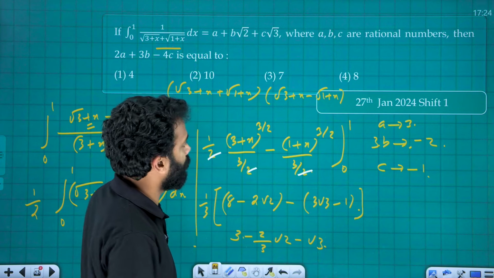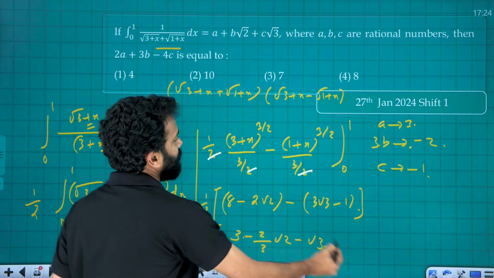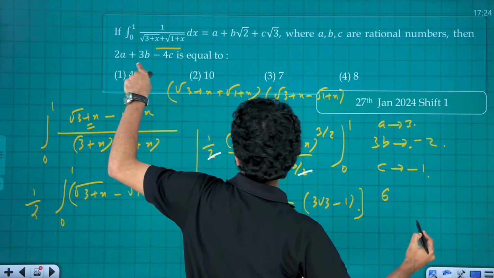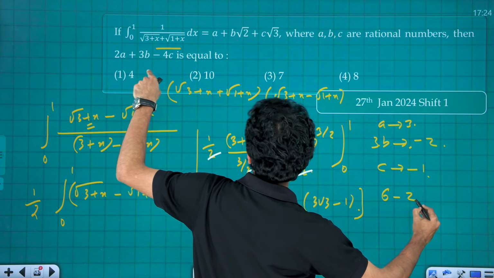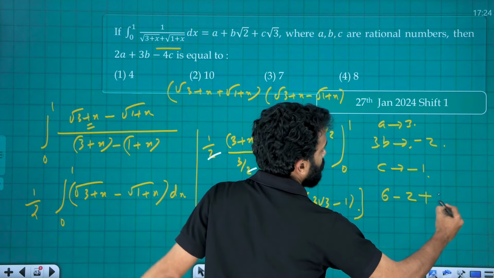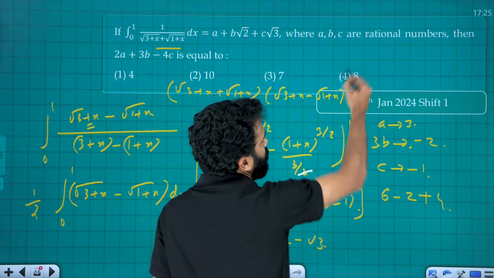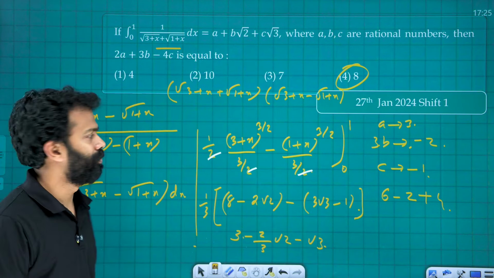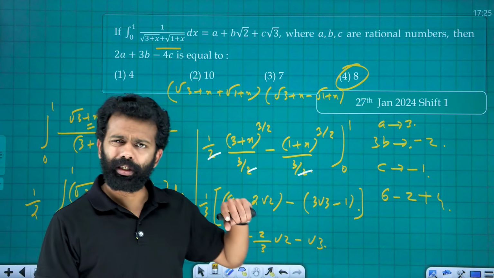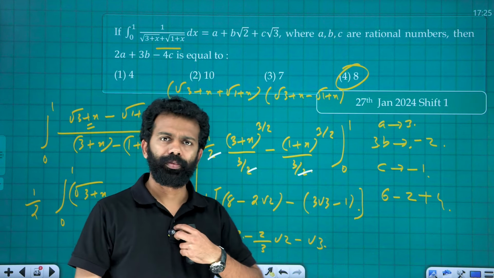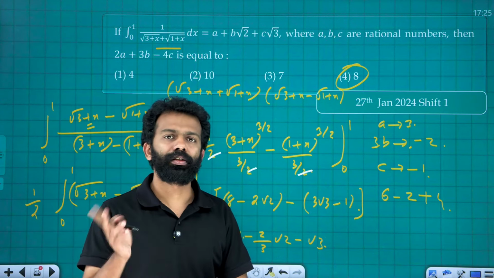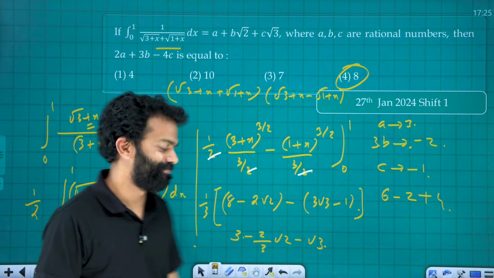Okay, so what you need to find here? 2a, right? 2a will be 6. 6 plus 3b. Plus 3b means minus 2. And minus 4c means plus 4. That is 8, right? It is the final answer. That's all. Done. Easy one. Okay, it was a very easy question, and the formulation also was very easy. Okay, hope you got the idea here. Let's move to the next question.